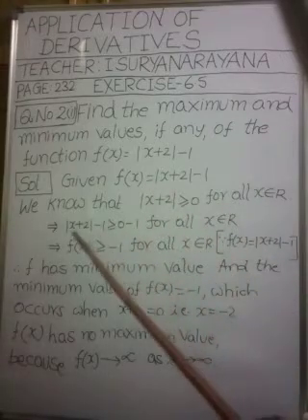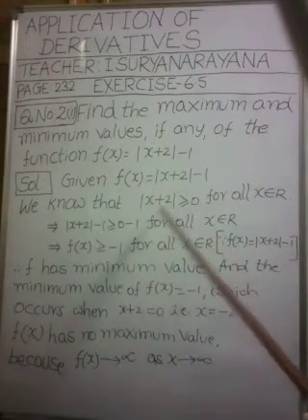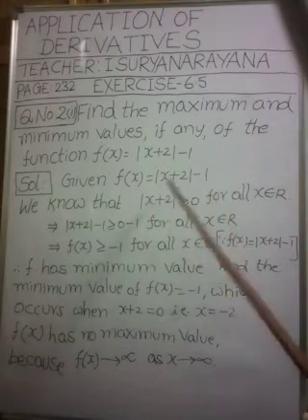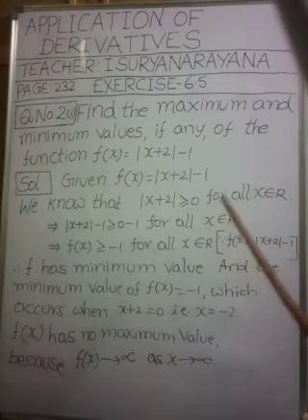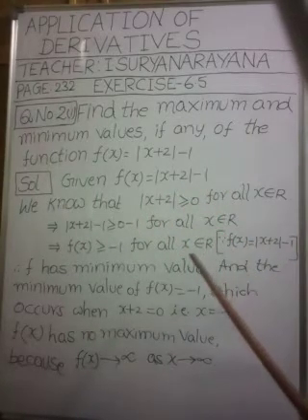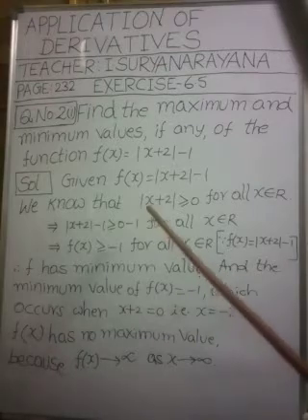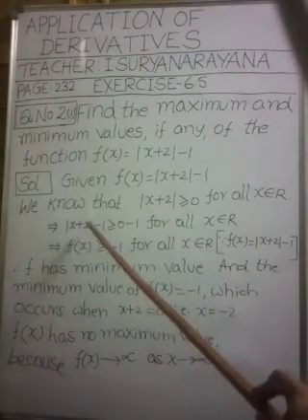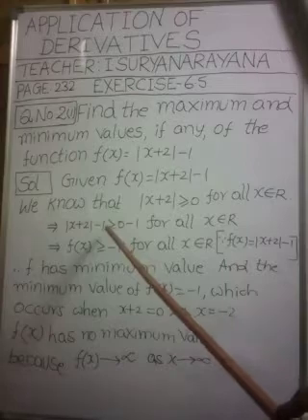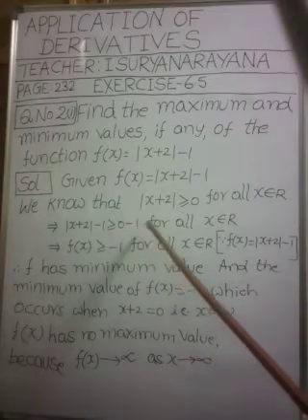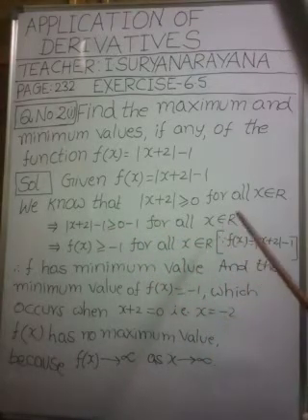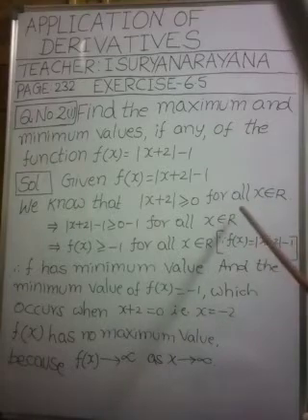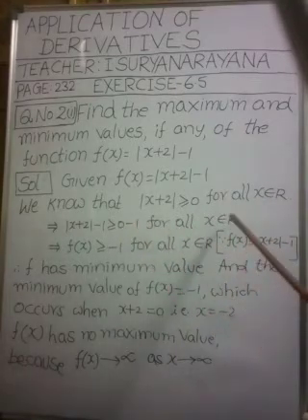This implies we are subtracting 1 on both sides of this inequation. So we wrote modulus of x plus 2 minus 1 is greater than or equal to 0 minus 1 for all x belongs to R. We are writing the same sentence as it is. Understood this step?